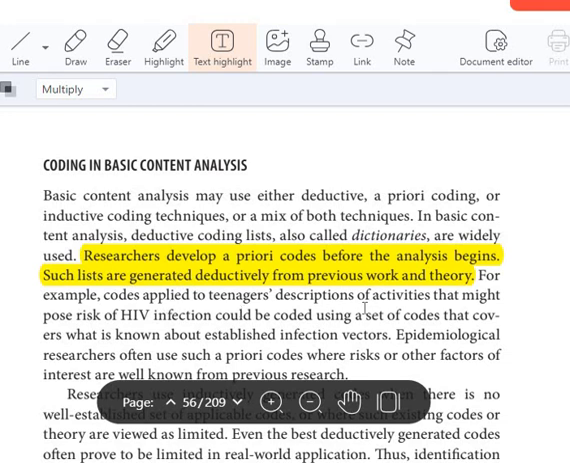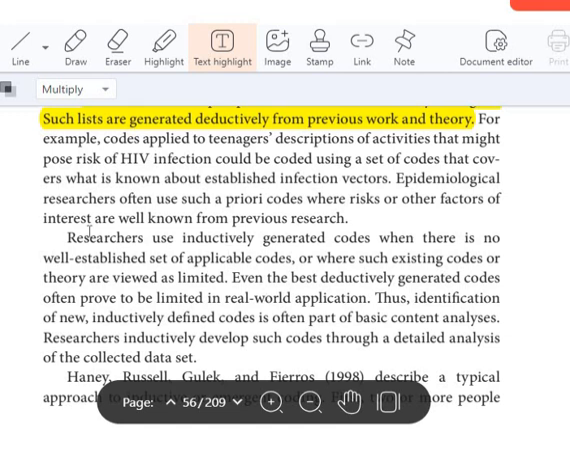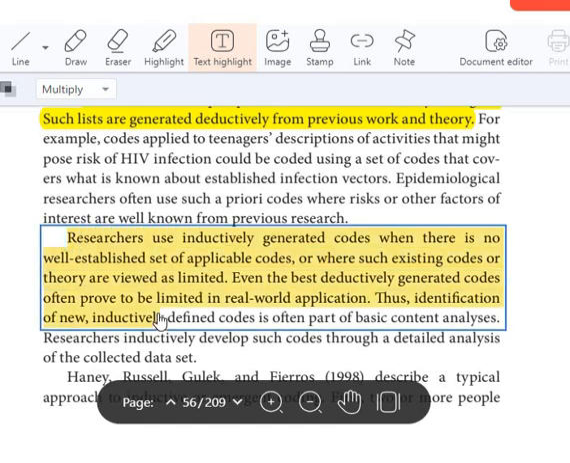Codes applied to teenagers' descriptions of activities that might pose risk of HIV infection could be coded using a set of codes that covers what is known about established infection vectors. Here researchers use inductively generated codes. When do we use them? When there is no well-established set of applicable codes, or where such existing codes or theory are viewed as limited. Even the best deductively generated codes often prove to be limited in real-world application. Thus, identification of new inductively defined codes is often part of basic content analysis.